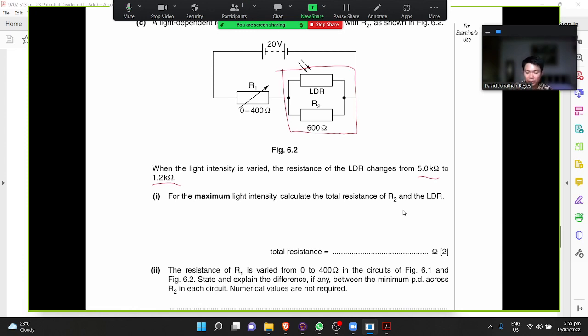So that gives you total resistance equals the reciprocal of 1 over 600 plus 1 over 1200. Let's try to find out. The correct answer is 400 ohms. It makes sense because remember, in a parallel, the final or resultant resistance would always be smaller than the individual value of the involved resistances. So that's how you solve questions involving potential divider.